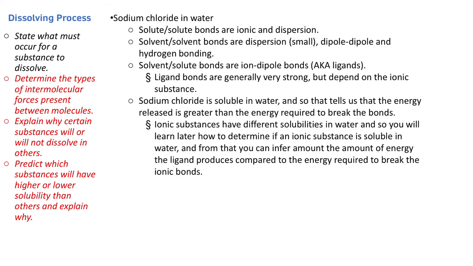Let's have a look again. Sodium chloride. So sodium chloride is your solute, water is your solvent. Your solute bonds are ionic and dispersion. Remember, everything has dispersion, even ionic substances. All right? So ionic bonds and dispersion. Solvent-solvent are the normal dispersion, dipole, hydrogen bonding. Now we have solvent-solute bonds are known as ion-dipole bonds, or also known as ligands. Okay? So it's effectively a bond between an ion and a polar molecule. So ligand bonds are generally very strong, but depend on the ionic substance.